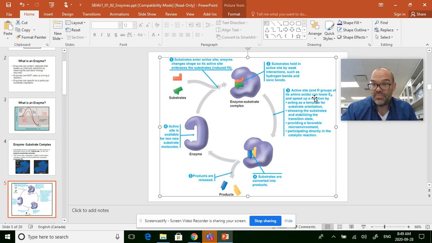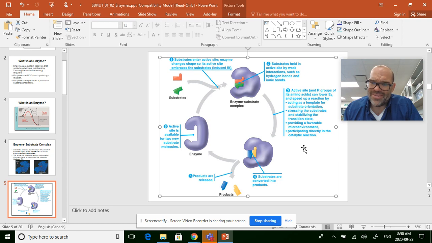The active site, okay, and the R groups of its amino acids can lower the activation energy and speed up the reaction by acting as a template for the substrate orientation, stressing the substrates and stabilizing the transition, providing a favorable microenvironment, or participating directly in the catalytic reaction.